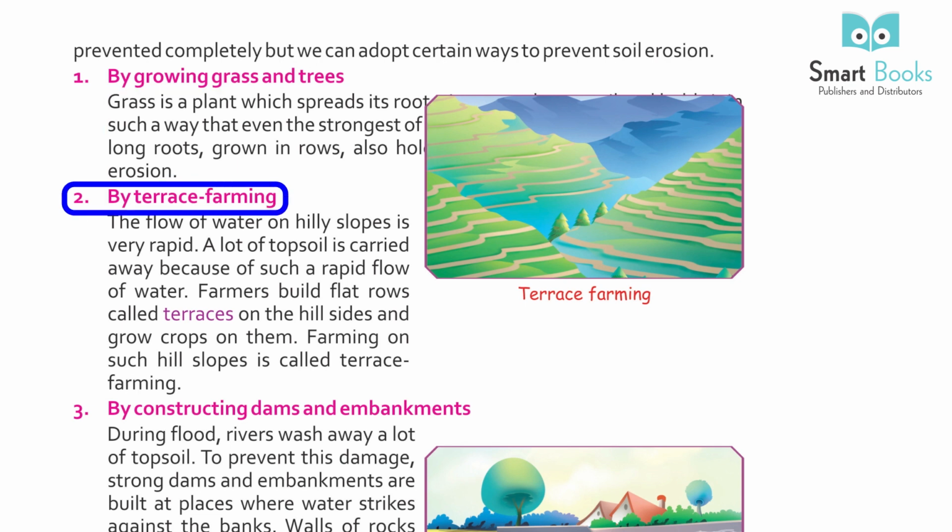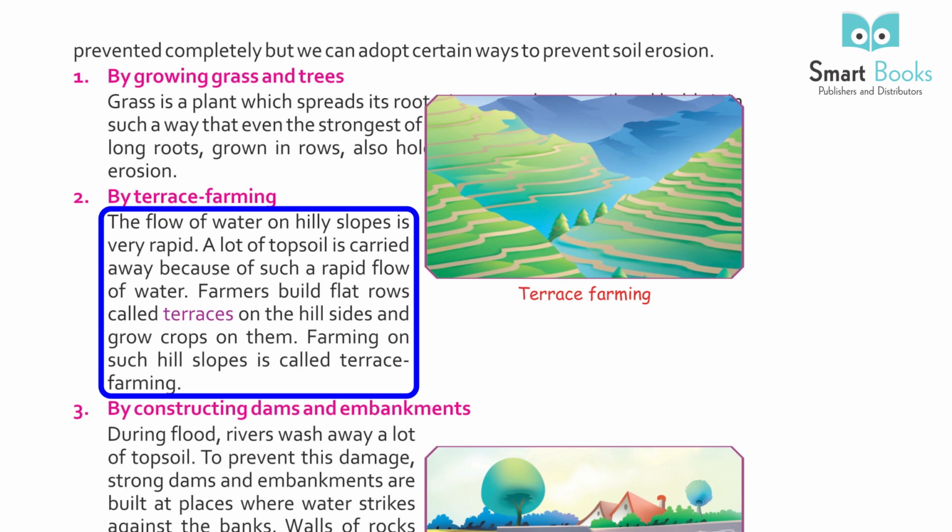2. By terrace farming. The flow of water on hilly slopes is very rapid. A lot of topsoil is carried away because of such a rapid flow. Steps called terraces are cut on the hillside and crops are grown on them. Farming on such hill slopes is called terrace farming.